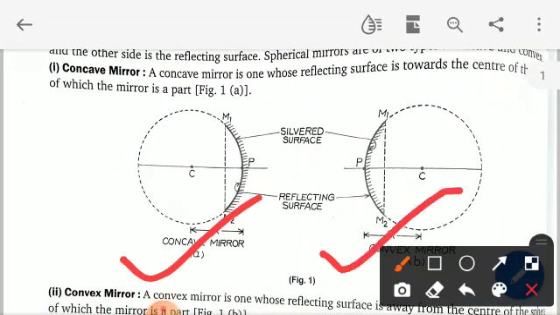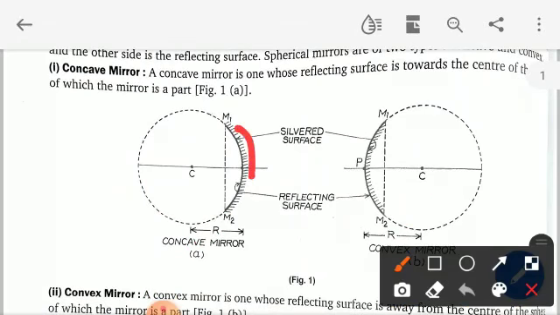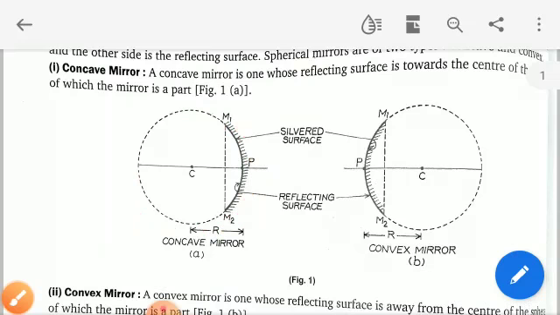So first we study about the concave mirror. A concave mirror is one whose reflecting surface is toward the center of which the mirror is a part. What does it mean? It means that the reflecting surface of a concave mirror is toward the center of the sphere. You can see that it is just the part of the sphere. But if we draw a hypothetical sphere like this, it is a complete form of sphere where C is the center of the sphere. So this mirror is a part of sphere.